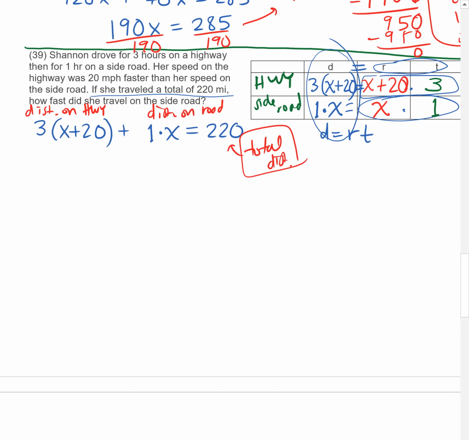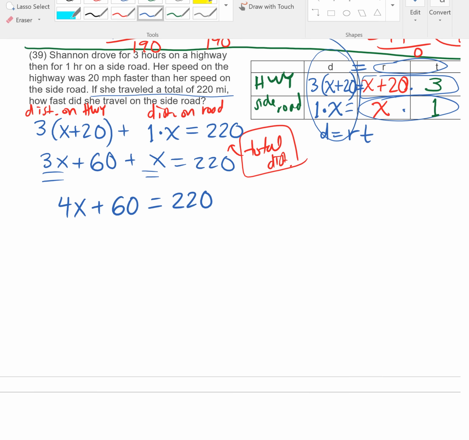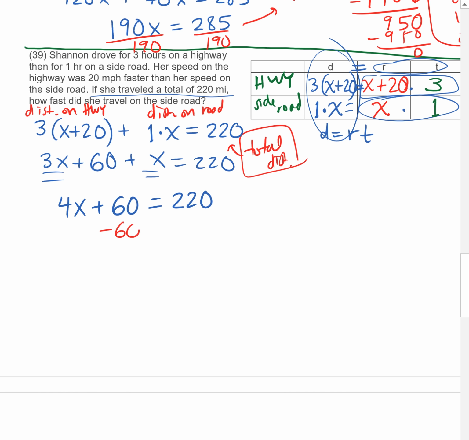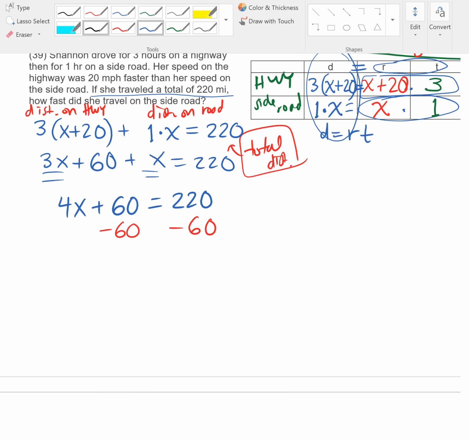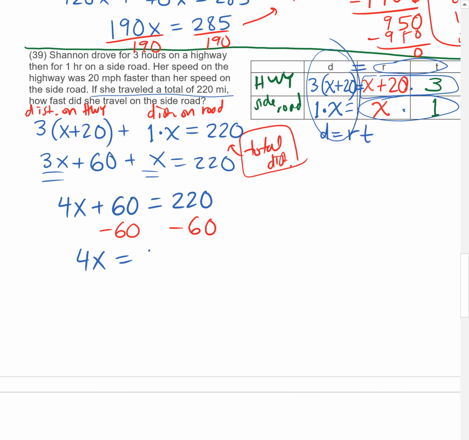But let me distribute that 3. That'll become 3x plus 60. And then plus 1 times x is just x. The like terms on the left make 4x plus 60. And I'll isolate x now by moving the 60 over, subtract that guy. I think it'd be 160 over there on that right side. Now I can solve for x by dividing both sides by 4. And that should do it.